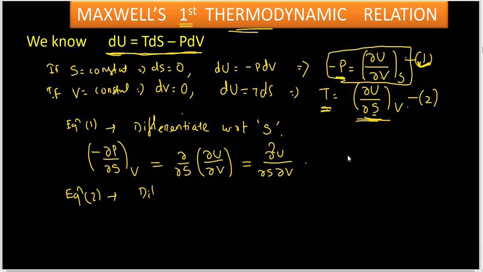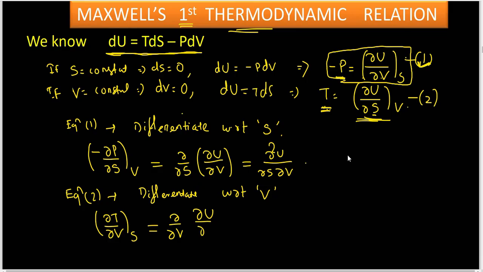Equation 2, differentiate with respect to V. So what will happen? Left side part del T by del V at constant S is equal to del by del V of del U by del S, which is equal to del square U by del V del S. Look, this is equation number 3, this is equation number 4.